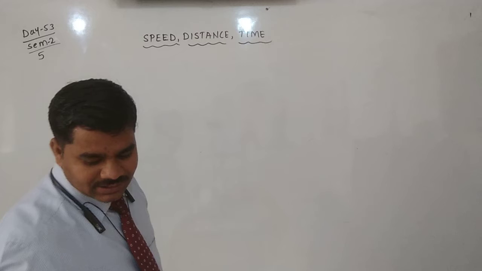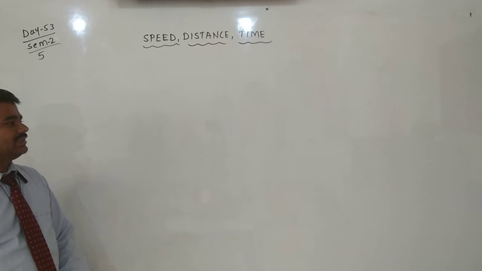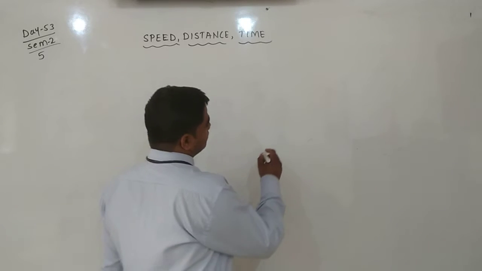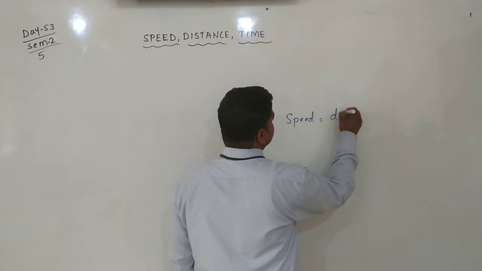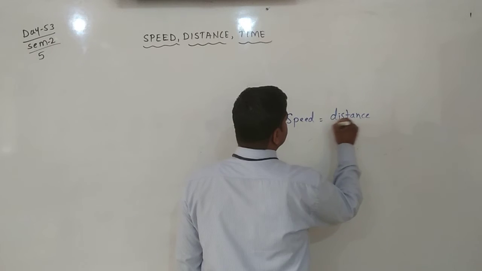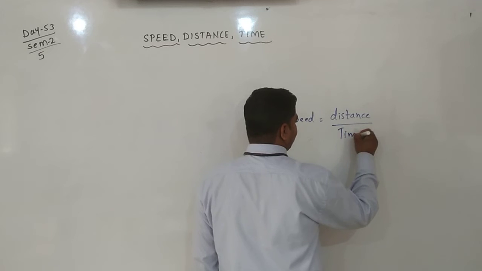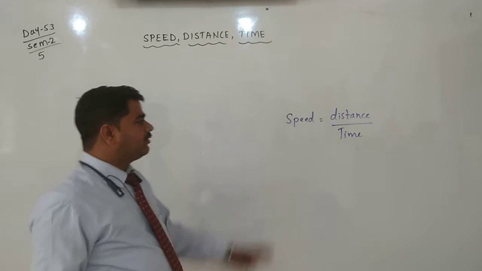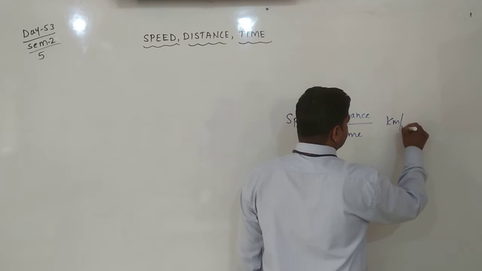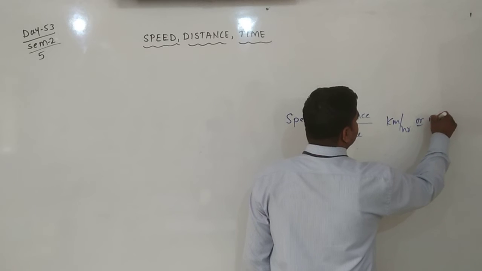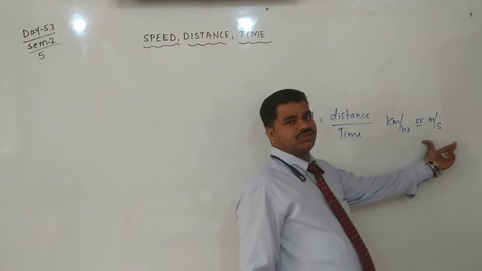In the previous class, we were discussing speed, distance and time. We found the formula to get the speed of an object: distance covered by an object divided by time taken. If you put the values of distance and time, we can get the speed, in kilometers per hour or meters per second. These are the units for speed.